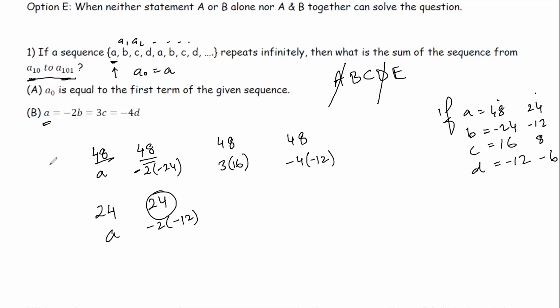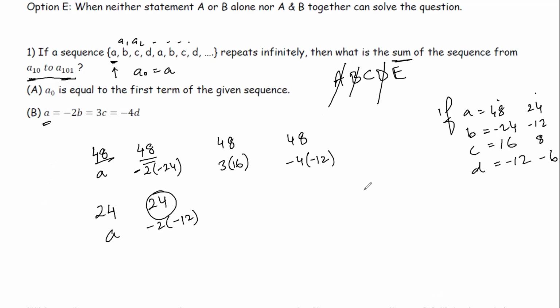All right. So the second statement also doesn't give us the sum. Meaning after finding out A, B, C, D, we can figure out A10 to A101. But if A, B, C, D itself keep changing depending on what value of A you take, then B doesn't answer.